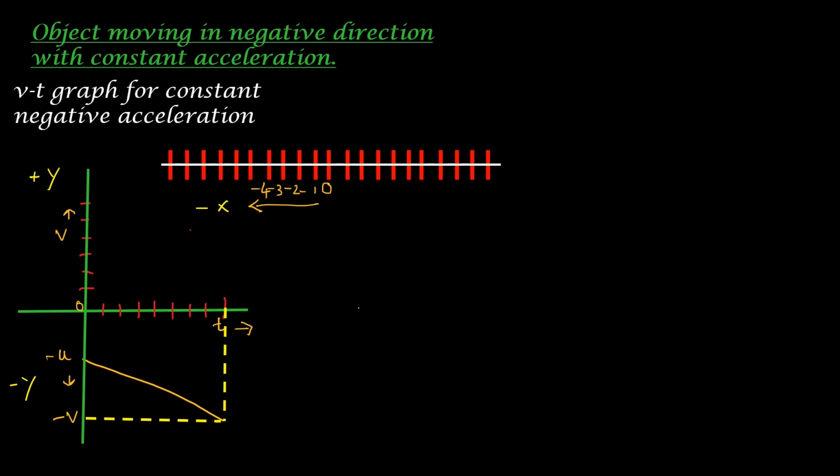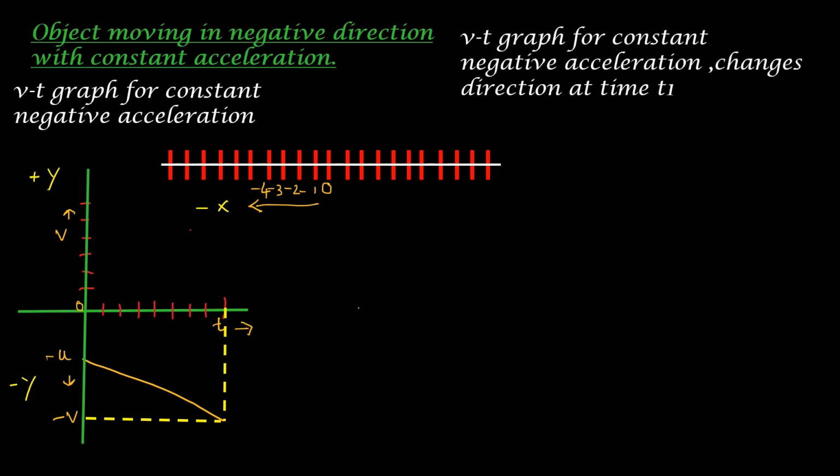Initial velocity is negative u and final velocity is negative v. So acceleration is negative. The magnitude of negative v will be more negative than negative u. So change in velocity will be negative. That is why acceleration becomes negative.